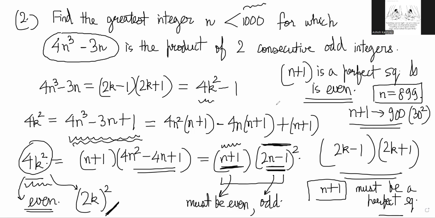So that is the logic for this particular problem. I hope you are understanding what I'm doing here. It is not very difficult. It's just that we are taking into account parity, and we are also taking into account that one side was a perfect square, so the other side also must be a perfect square. Okay, let's move on to the next problem.